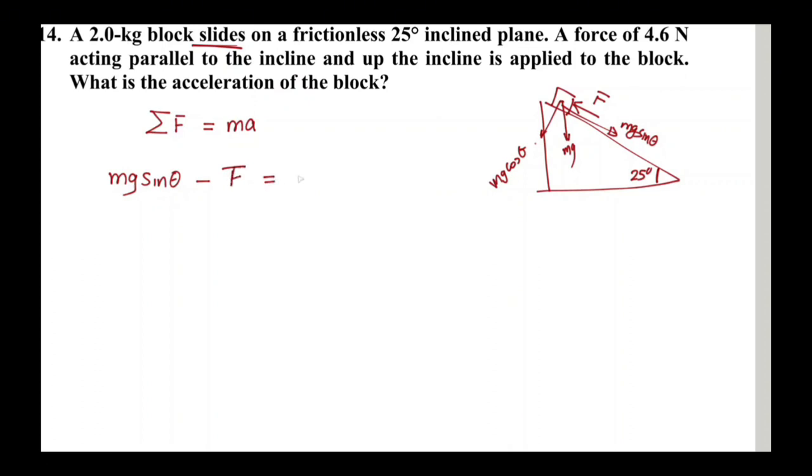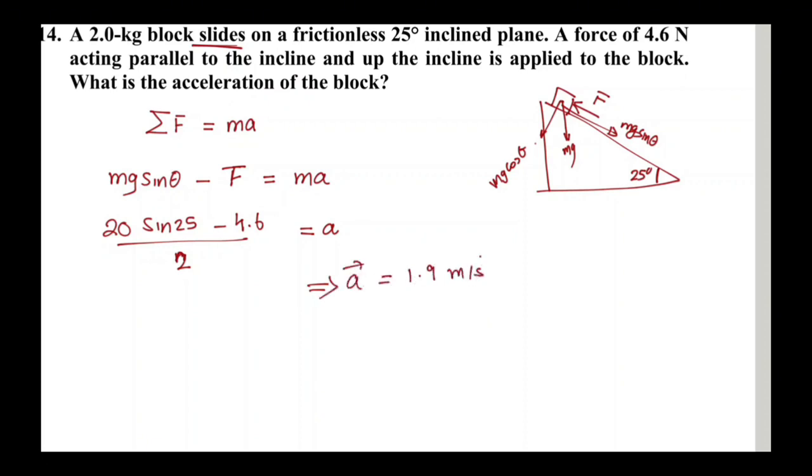equal to ma, or 20 sine 25, 20 because the mass is equal to 2 and g equal to 10, minus 4.6 divided by the mass equal to 2. This is equal to actually a, and a in this case equal to 1.9 meter per second square.